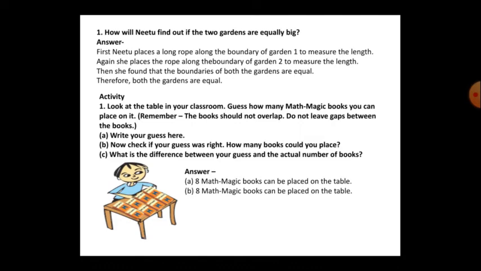Math magic books can be placed on the table. See here, you can see 8 math magic books can be placed on the table. The difference between your guess and the actual number of books is 0. So you can check it using the table that is in your home. You take the books and arrange them, and you can see how many books it can fit.